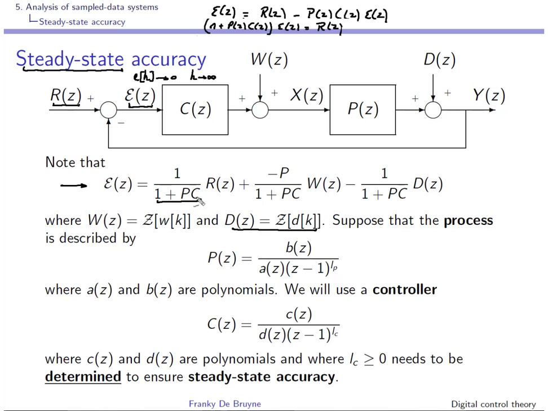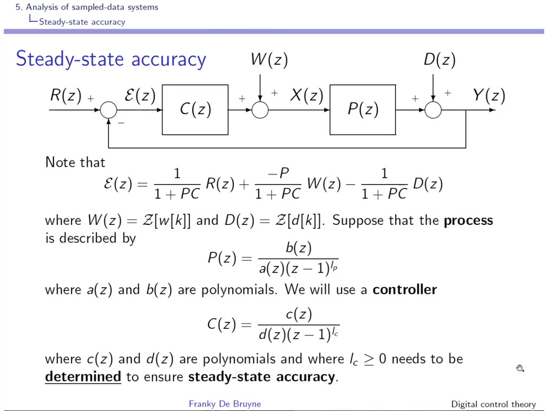Notice that in here the transfer function that links RZ to epsilon Z and DZ to epsilon Z is exactly the same. So we'll be able to consider set point tracking and rejection of output disturbances at the same time, because the same transfer function is involved. For load disturbances, it's another transfer function, so we'll have to deal with load disturbances in a separate way.